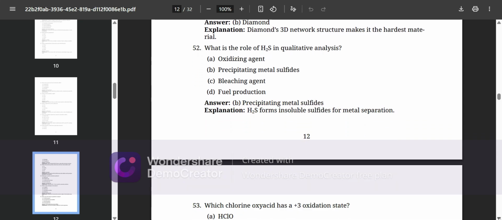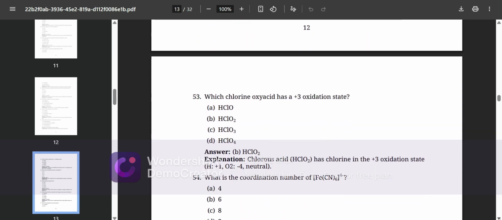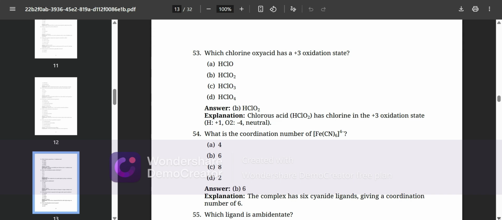What is the role of H2S in qualitative analysis? Precipitating metal sulfides. H2S forms insoluble sulfides for metal separation. Which chlorine oxyacid has a plus 3 oxidation state? HClO2. Chlorous acid HClO2 has chlorine in the plus 3 oxidation state. Plus 1, O2 is equal to minus 4, neutral.